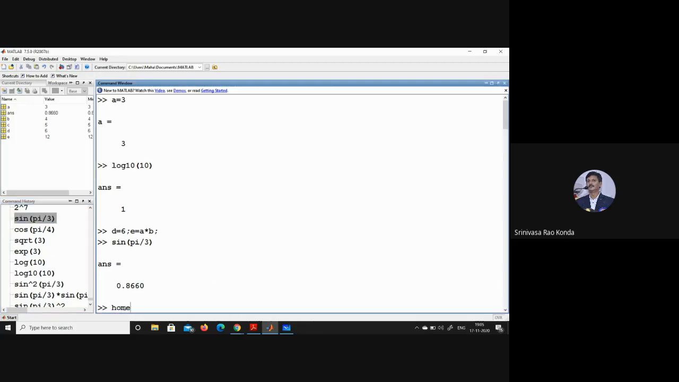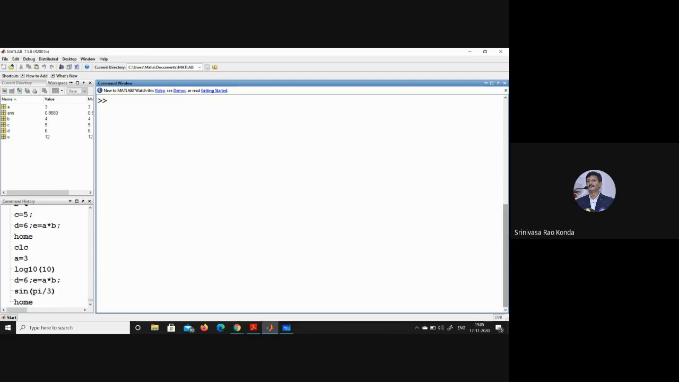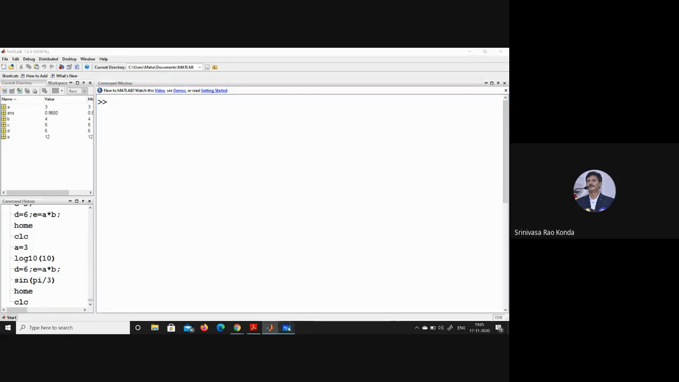Once again, I'm using the home command. So we can scroll the scroll bar and we can see the previous commands. If I give CLC, the cursor will go to the left hand side corner and we cannot see the previous commands. Okay, that's it. So there is another command.